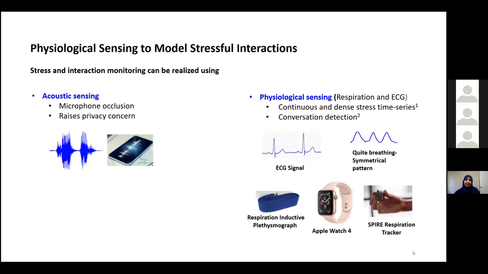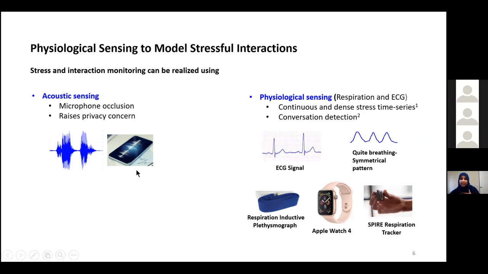How can we detect these stressful interactions? There has been a lot of research done on detecting them. The first approach is acoustic sensing, audio-based technology. Researchers have used audio for decades to understand whether somebody is involved in an interaction, because a mobile phone has the capability to record audio. However, this raises privacy concerns. We don't want our voice to be recorded all the time and analyzed. We don't like it because it is not very comfortable.